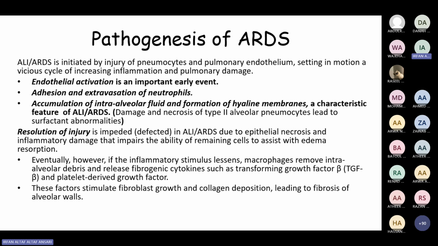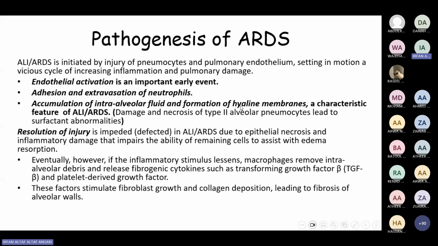Okay. Pathogenesis, as I told already, there is injury to the pneumocytes and pulmonary endothelium. Okay, so there is activation of the endothelial cells. There is adhesion and extravasation of the neutrophils from the circulation. They come inside the alveoli. There is leakage or increased permeability of the vascular. So there is accumulation of intraalveolar fluid and formation of hyaline membrane. So formation of hyaline membrane is a very characteristic feature of ARDS.